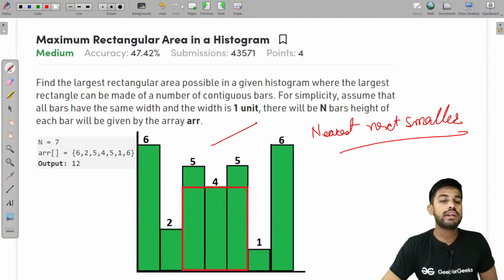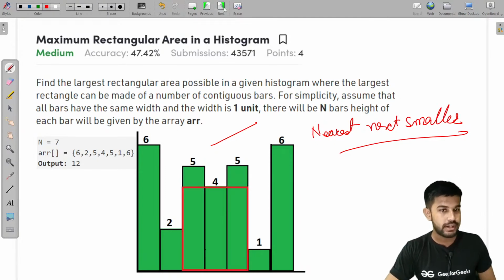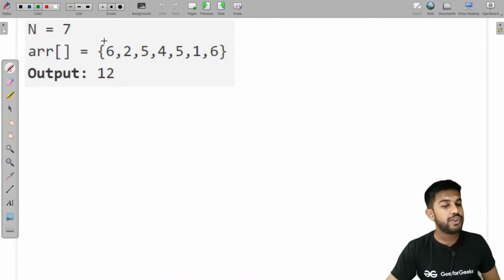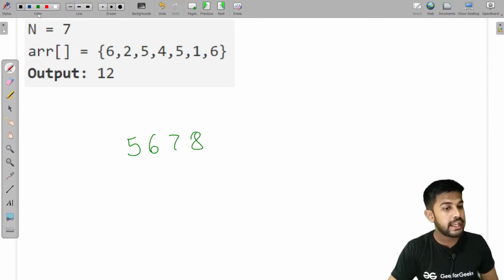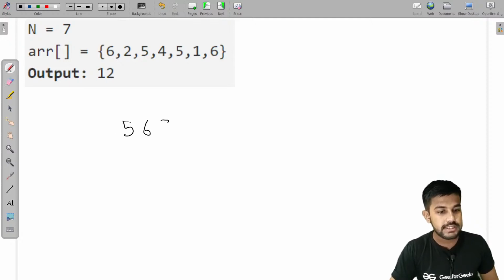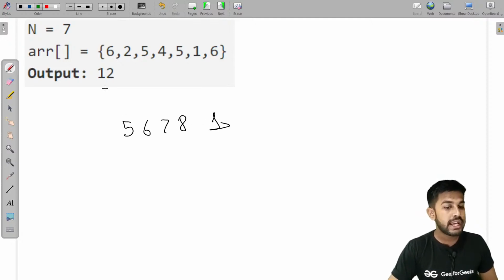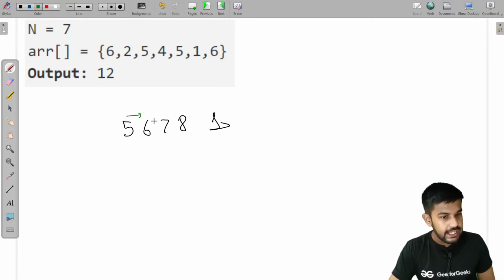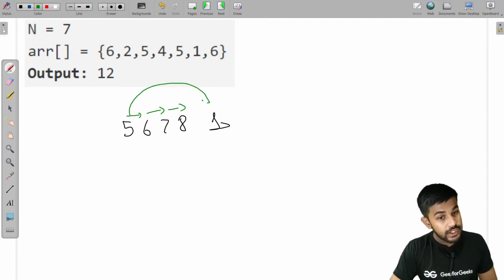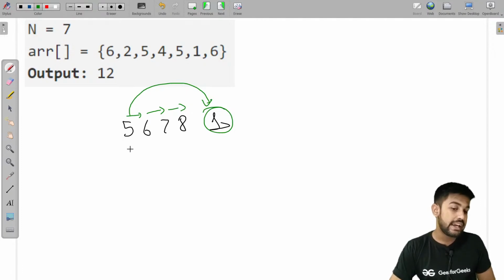Okay, now how would we calculate the next smaller element? Suppose we have 5, 6, 7 and 8, and then this would be, suppose, 1. We need to go until we find an element that is smaller. 6 is greater than 5, 7 is also greater than 6, 8 is also greater than 7. And when we find an element which is less than these, we can say that 1 is the next smaller element of all of these.